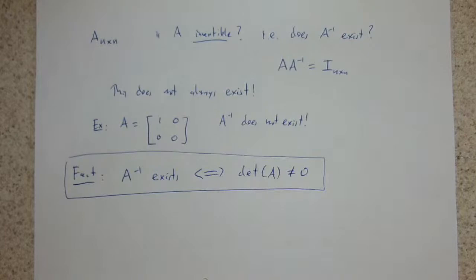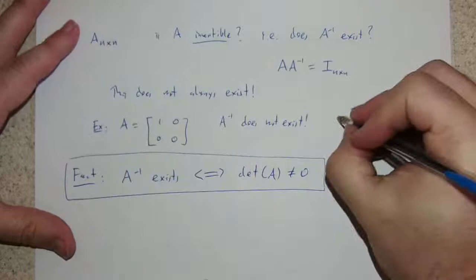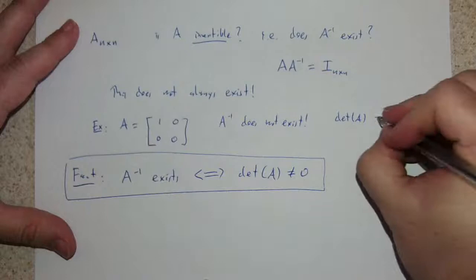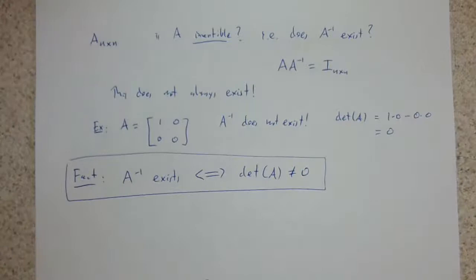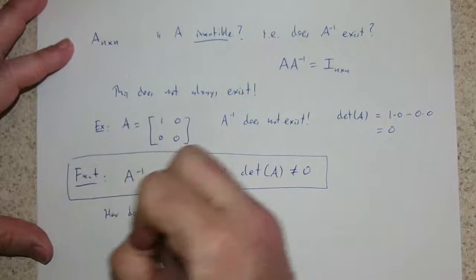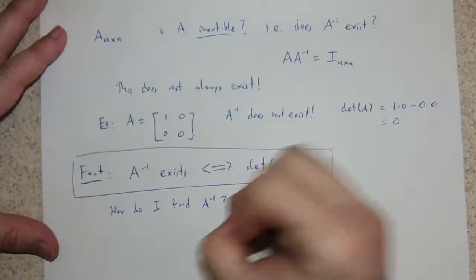So if we go back to this example, what's the determinant of A? If you believe me that this doesn't have an inverse, this has to be zero, but let's just check. This is 1 times 0 minus 0 times 0. Yes, that's 0. Now the question is, how do I find A inverse?